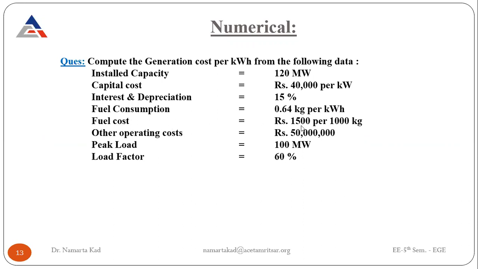Then fuel cost is given as rupees 1500 per 1000 kg. Like for 1000 kg, the cost of fuel is 1500. So what is the total cost of fuel for the total consumption, which you are going to calculate in the consumption step? Then other operating cost is given directly, like 50 into 10 raised to power 6. Then peak load means the maximum demand. Peak load maximum demand is given as 100 megawatt and the load factor is given as 60%. So this is a numerical for your practice, or we are going to cover it in the next lecture.